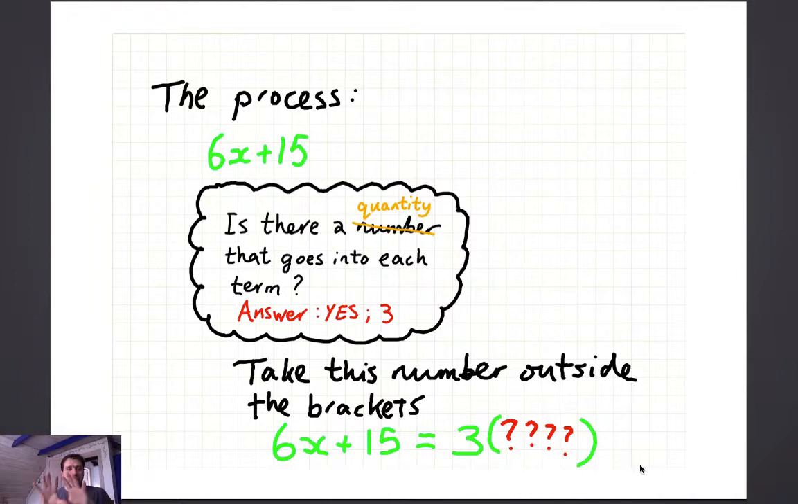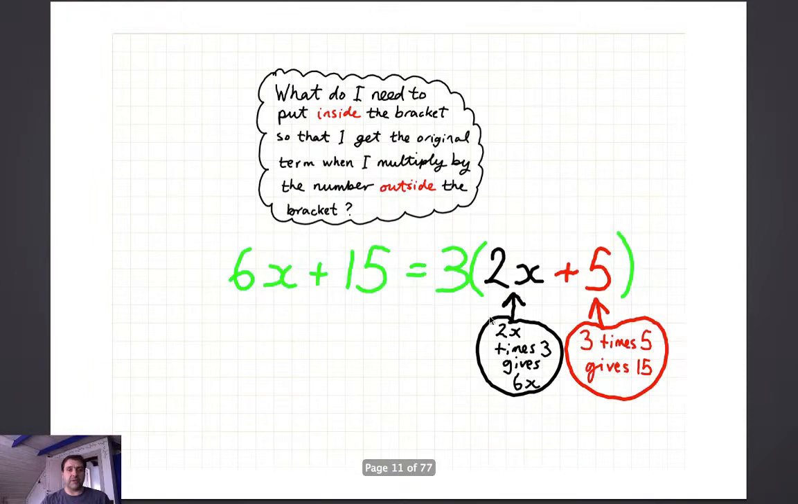So we're trying to find the biggest number, or indeed the biggest quantity or term, that we can divide everything in the expression by, and that's what we take outside the brackets. So we're aiming to write 6x plus 15 as 3 times something in brackets. So we need to ask ourselves the question, what do I need to put inside the bracket so that I get the original term when I multiply by the number outside the bracket?